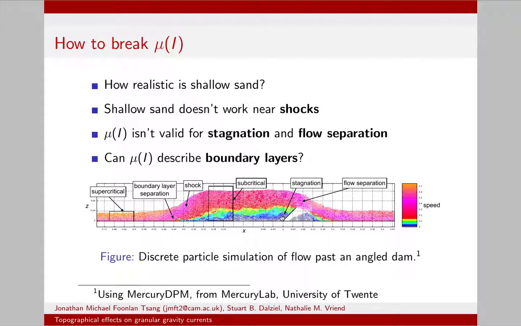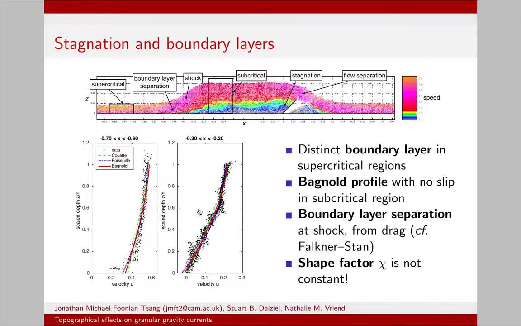Also, in front of the dam and just downstream of it, we have stagnation and flow separation, and mu of I shouldn't be expected to hold there because the inertial number here is too small and too big. But the interesting thing is, at the bottom of this region, we've got a boundary layer which seems to separate as we move into the shock. And so the question is, can mu of I describe this boundary layer and this process of boundary layer separation?